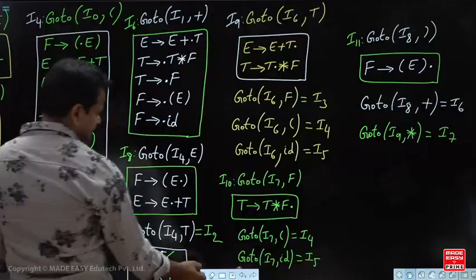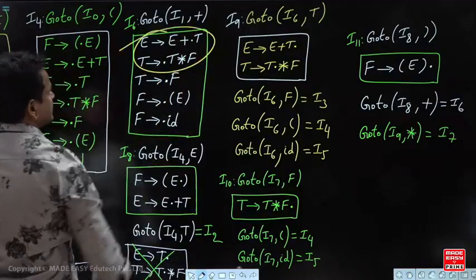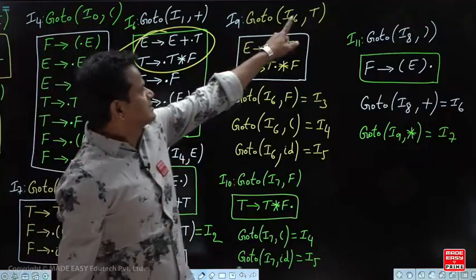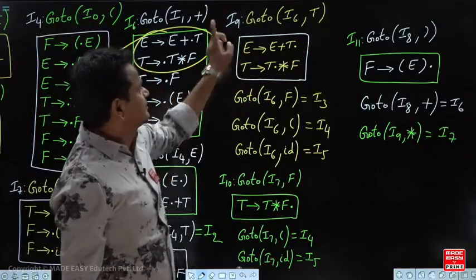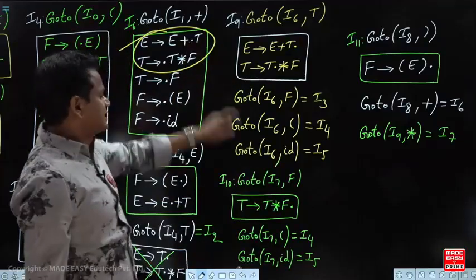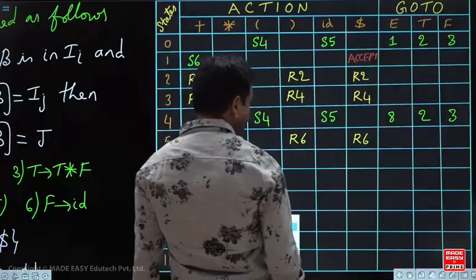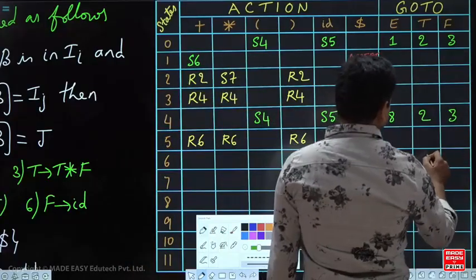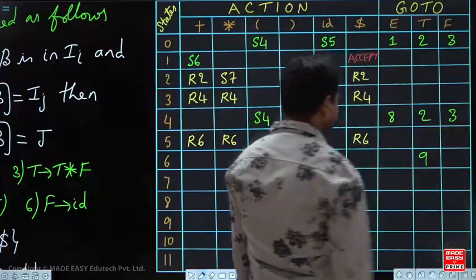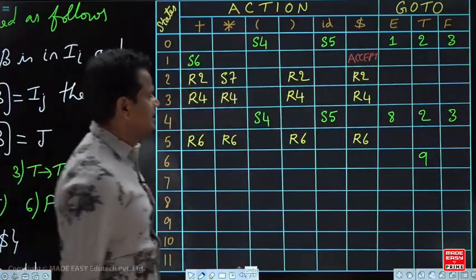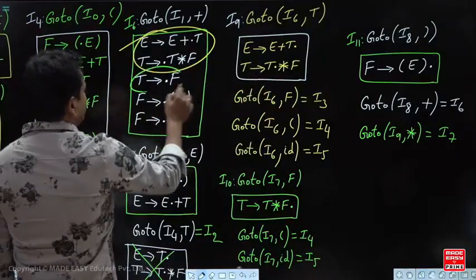Okay. I6 comma T. This is T. Look at this, I6 comma T. It has gone to this state. And what is the name of the state? I9, and it is a non-terminal. So in 6 comma t, simply we write 9. I6 comma t, I9.